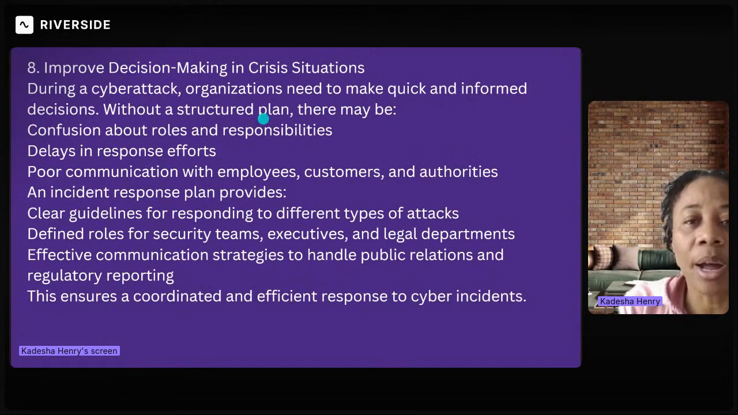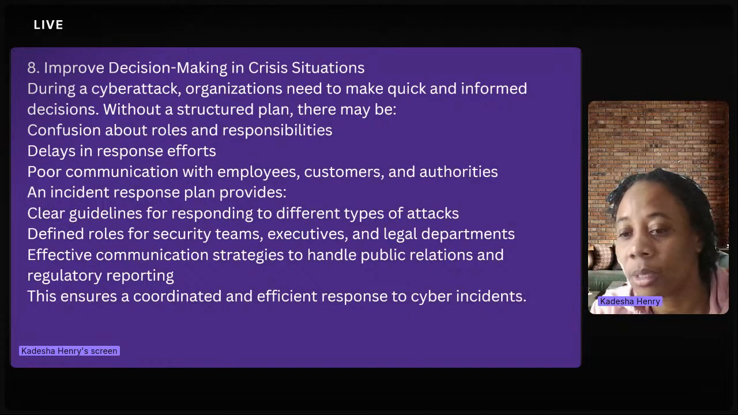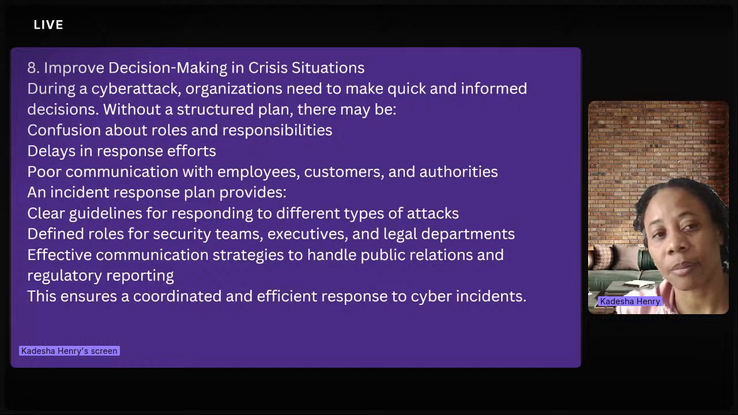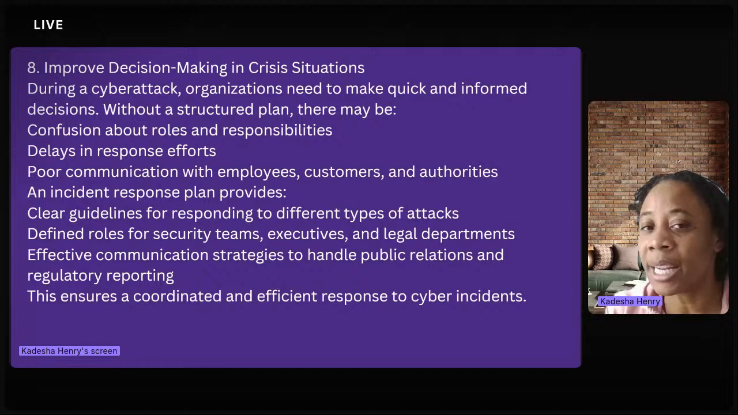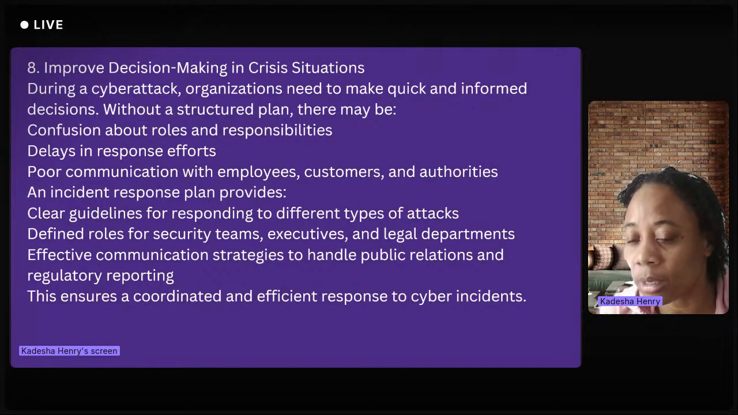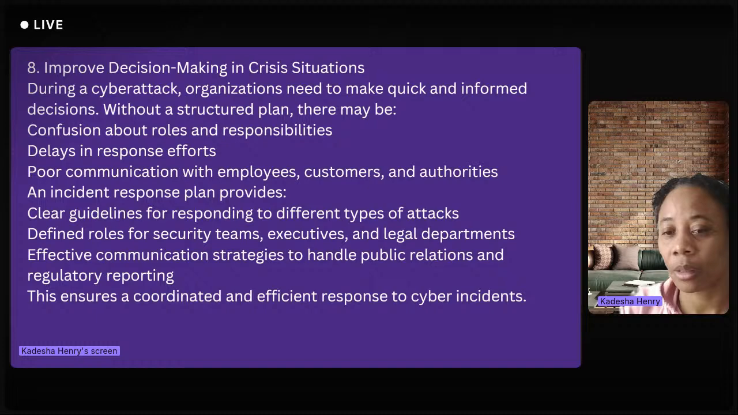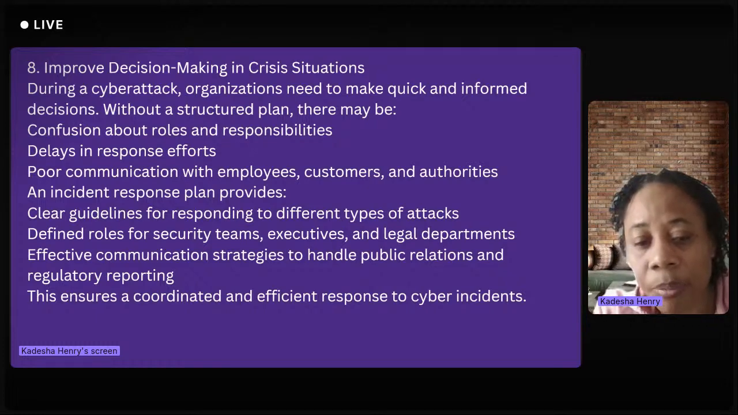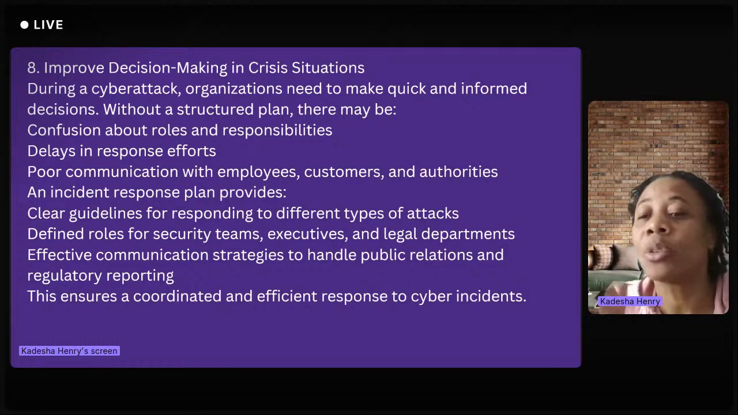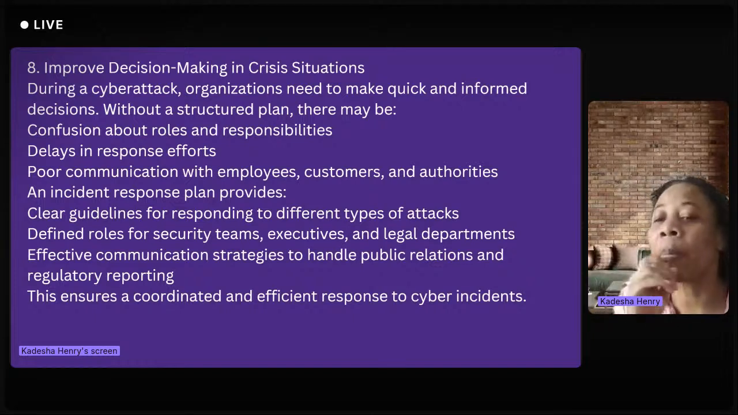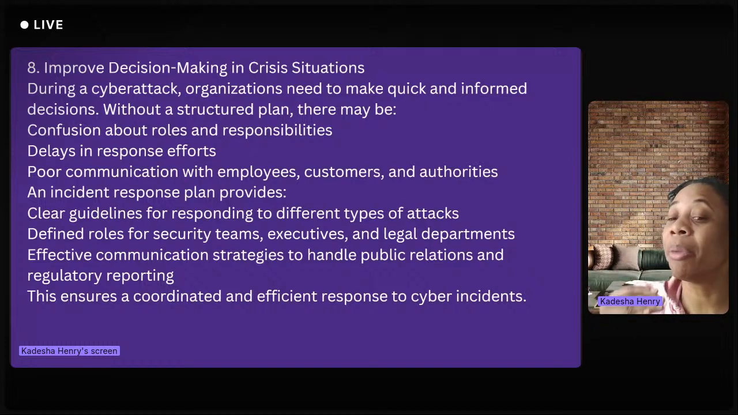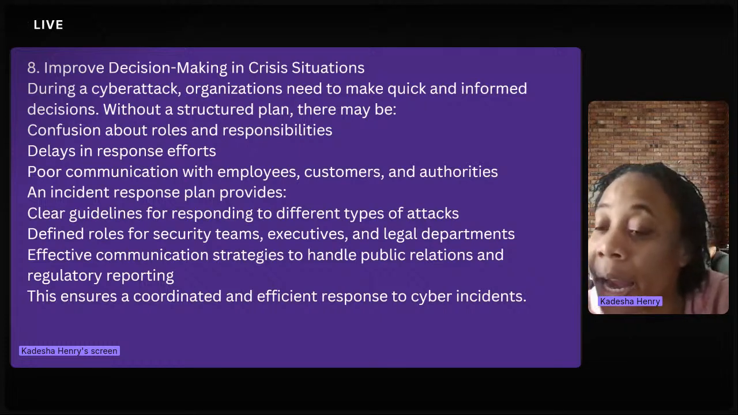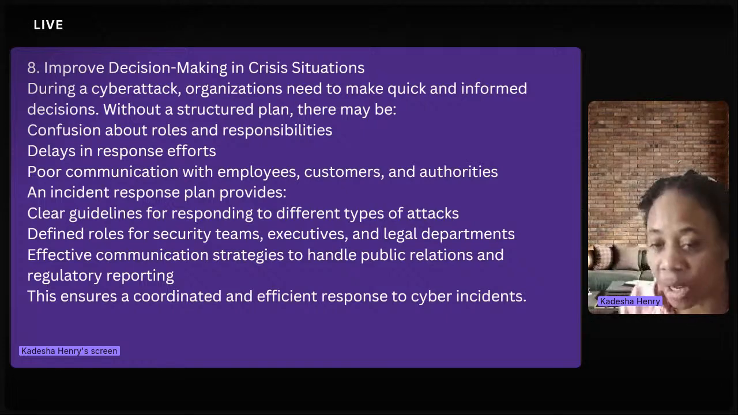And the next one that we're going to look at: why do we need incident response plans? It improves your decision making in times of crisis. We need an incident response plan because it helps you in decision making in the time of crisis. So during a cyber attack, an organization needs to make quick and informed decisions.